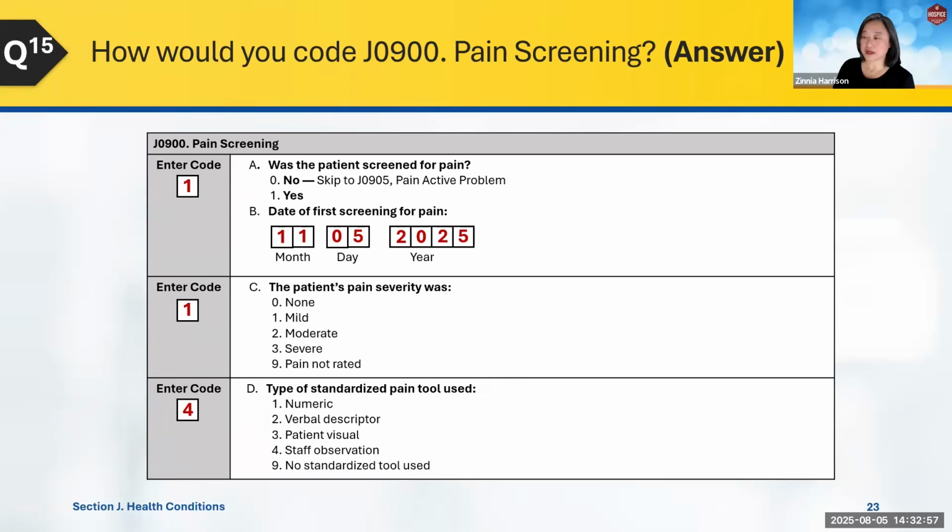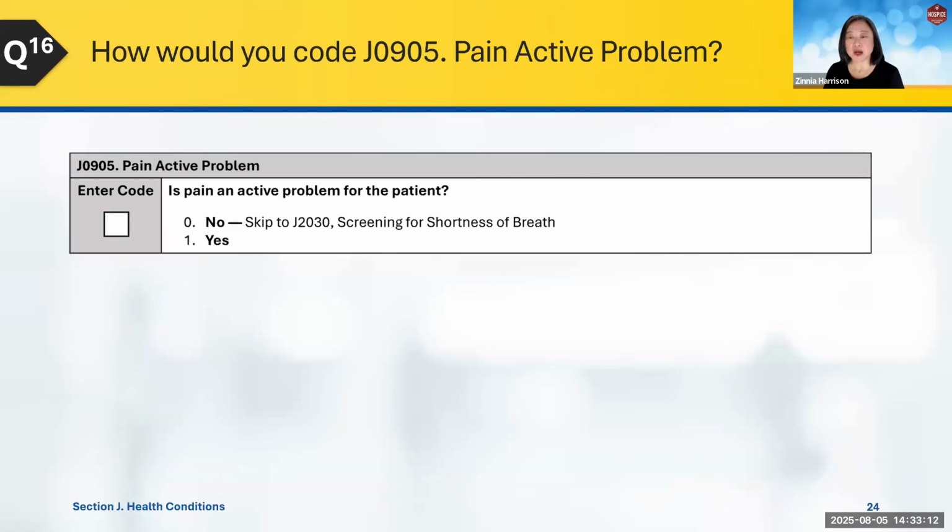And then for the standardized pain tool, it's a little bit different because, let's see, we have 47% had a verbal descriptor because of the interview. All right, we can close that. Let's go to the next one. So how would you code pain active problem? In this scenario, pain is an active problem for Mr. K since the nurse determined the pain was mild and also observed signs of discomfort.